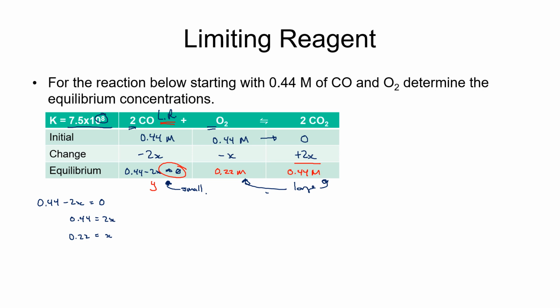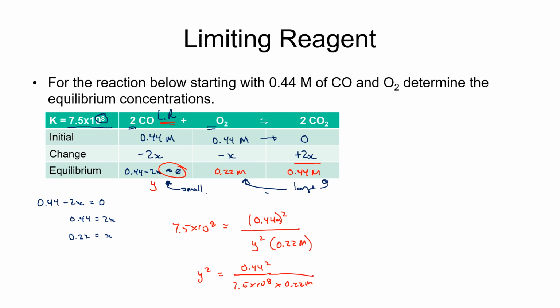Just figure out which one is going to be all used up or pretty much all used up, and you can make your assumptions to simplify everything. So for this one, we've got 7.5 times 10 to the 8th equals 0.44 moles per liter here squared, all over y squared times the 0.22 moles per liter. And we can reorganize that, so y squared equals 0.44 squared all over 7.5 times 10 to the 8th times the 0.22. These are both moles per liter.